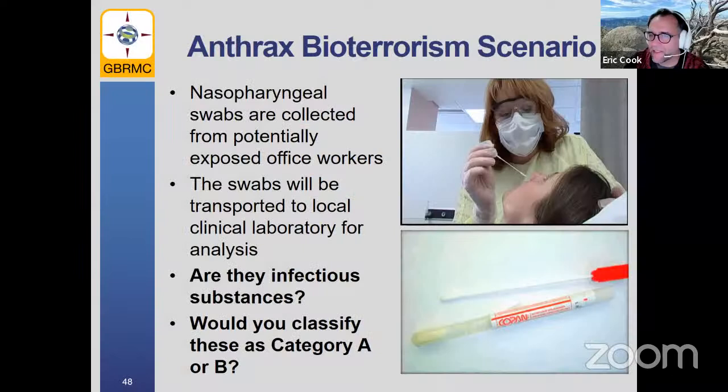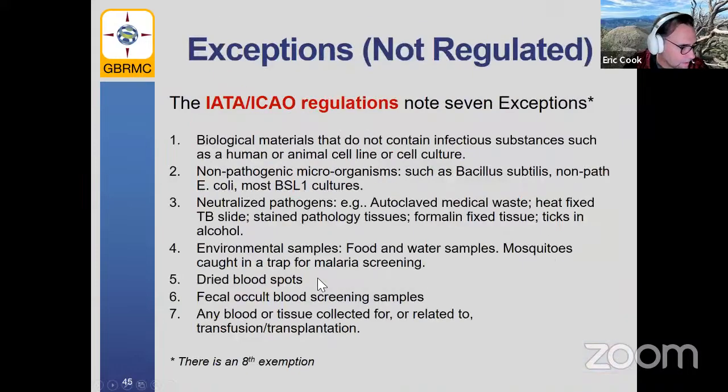Before I go too far, let's make sure we understand. If your material meets any of these 7 exceptions, then there are no packaging requirements. If you triple package them, great, you can, but they don't need to be triple packaged. There's no triple packaging requirement for any of these 7 items. These are the exceptions. So when we talk about exceptions, there are no packaging requirements.